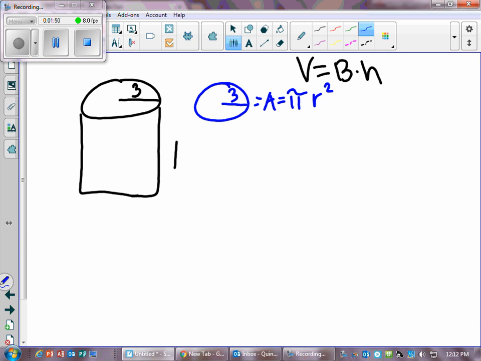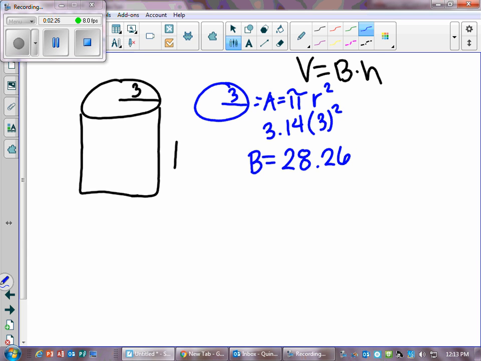Well, that is all the things that we already know. What's pi? 3.14 times, what's my radius? 3. And then we're going to square it. Go and calculate the area of the circle, which is the same thing as the area of the base. Go and calculate. 3.14 times 3 squared. Good job. So that means the area of a circle, which is the area of the base, is 28.26.